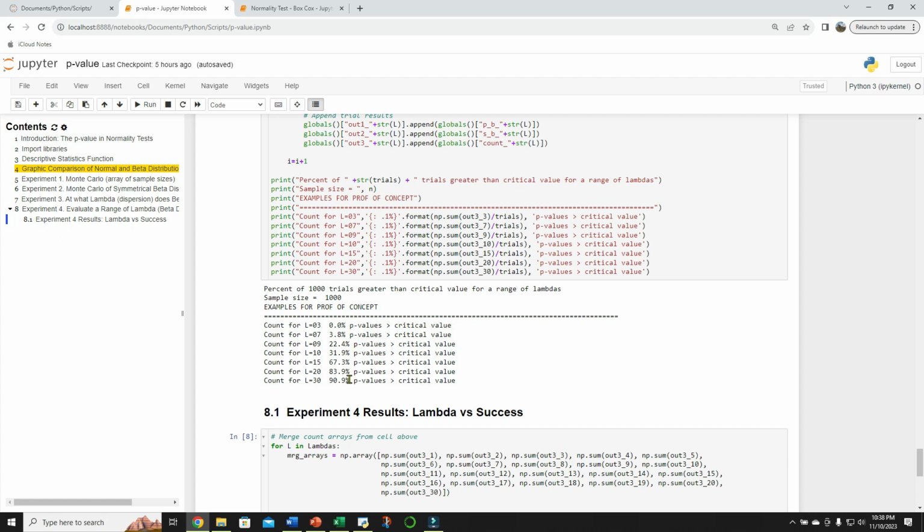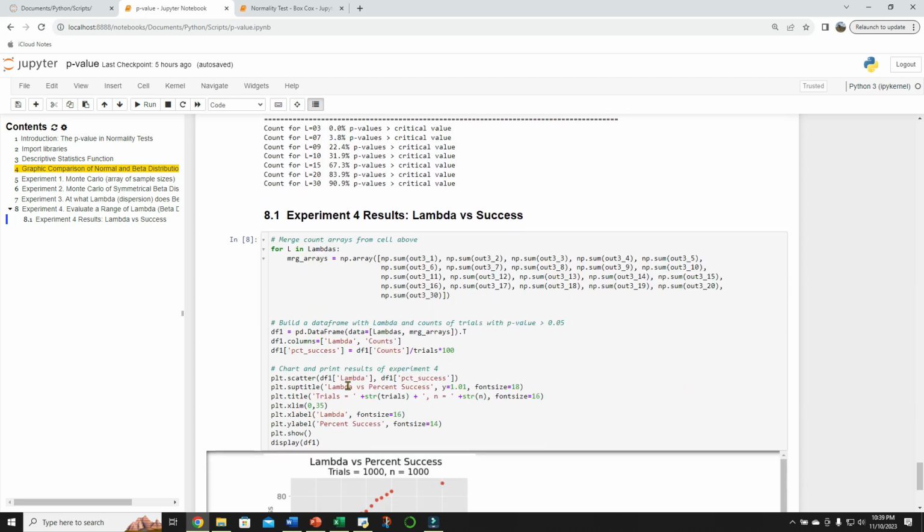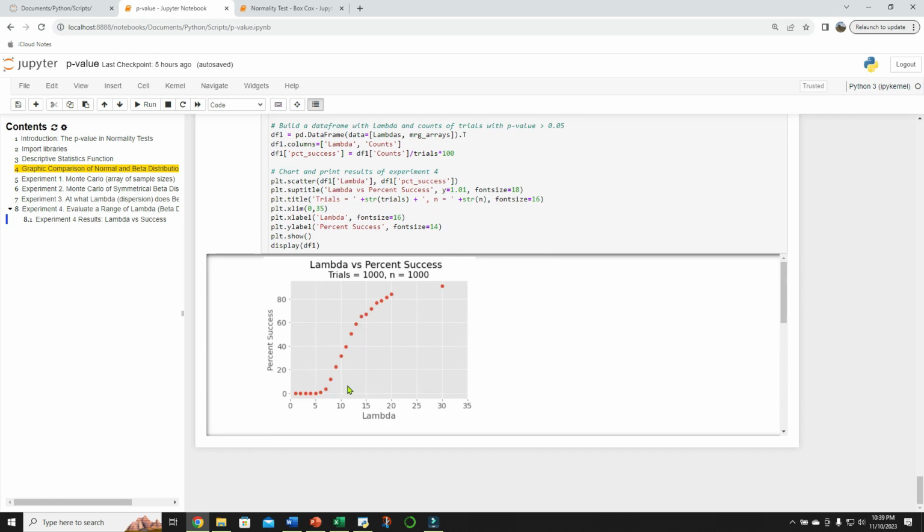And by the time we get to a lambda of 30, we see that 90.9% of the trials are successful. We'll scroll down a little bit lower, and here we can see what this looks like graphically. So basically, right around a lambda of 6 or 7, we start to see an increase in the number of successful trials, and it starts leveling off around 20 to 30.